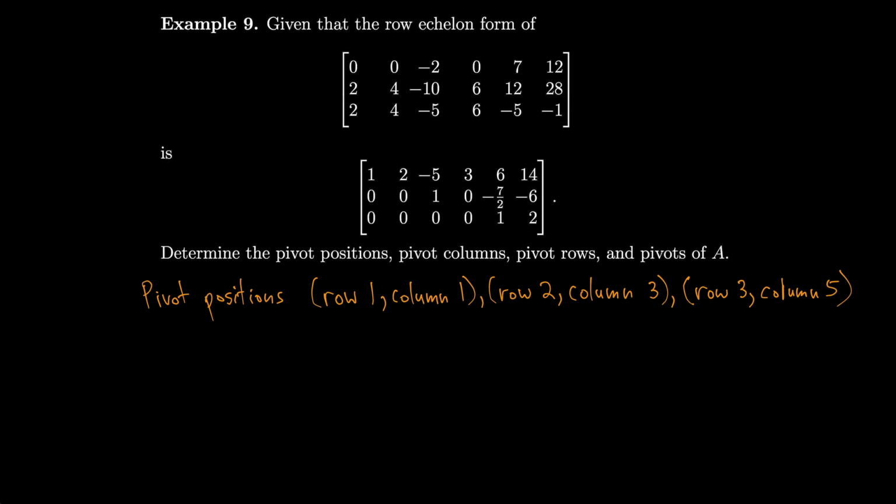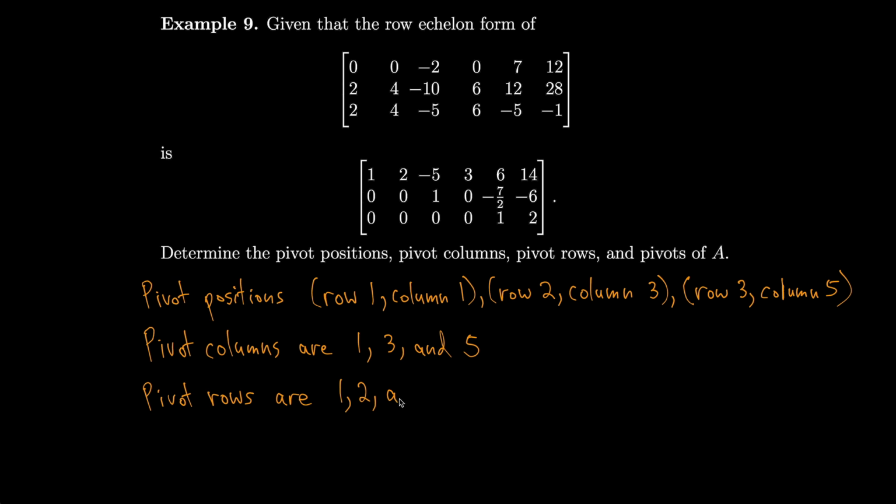Okay, how about we do the pivot columns now? Well, that's easy enough. We just identified what the columns were above. So that's just going to be 1, 3, and 5. Okay, we have a pivot position in each of these rows, so all 3 rows are going to be our pivot rows. So pivot rows are 1, 2, and 3.